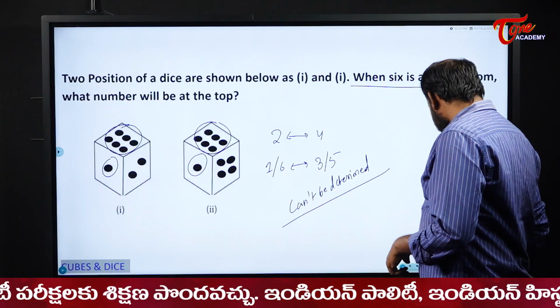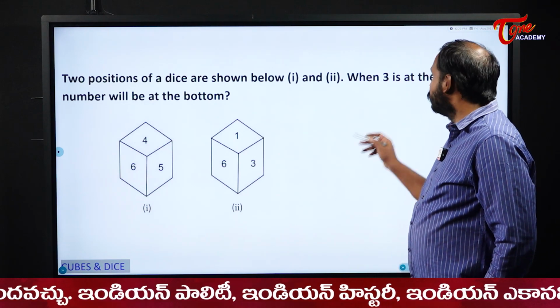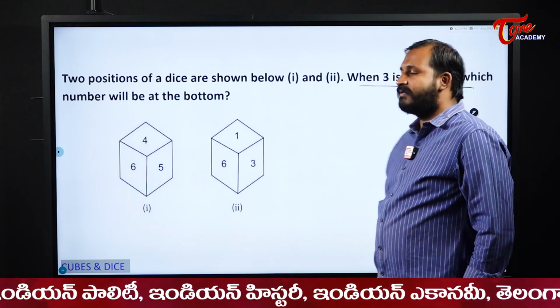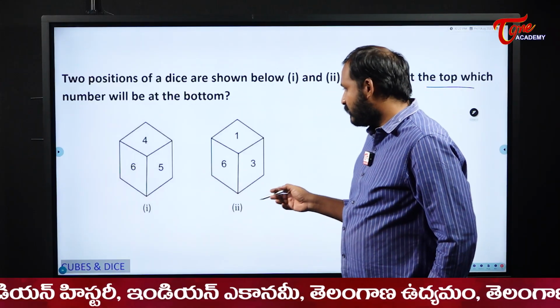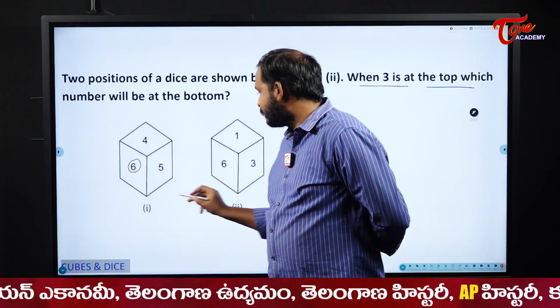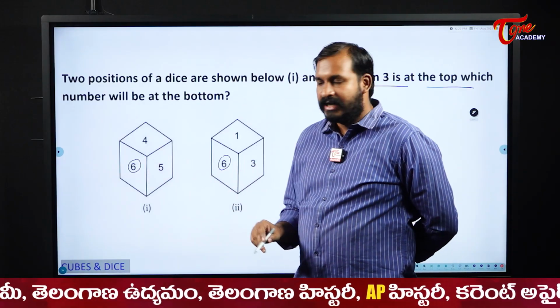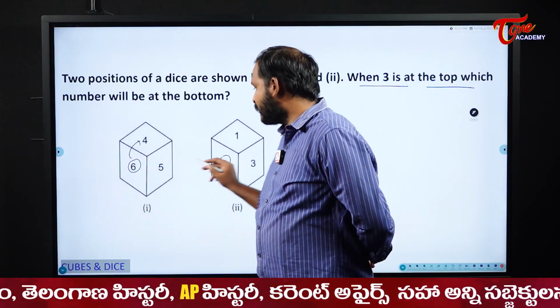Okay. Next one. Two positions of a dice are shown below. When 3 is at the top, which number will be at the bottom? The number which is opposite to 3 will be at the bottom. Now see here, in these two figures, which number is common, students? 6 and 6, right? Only one number is common. It is up to you, you can move in clockwise or anti-clockwise. Now I will move in clockwise direction.